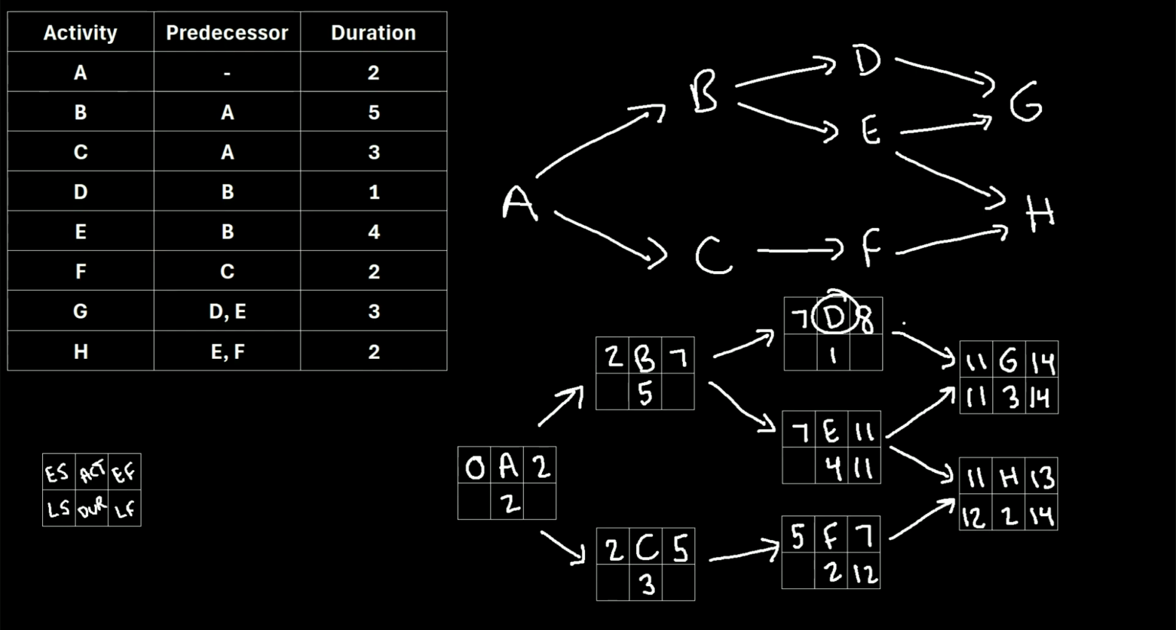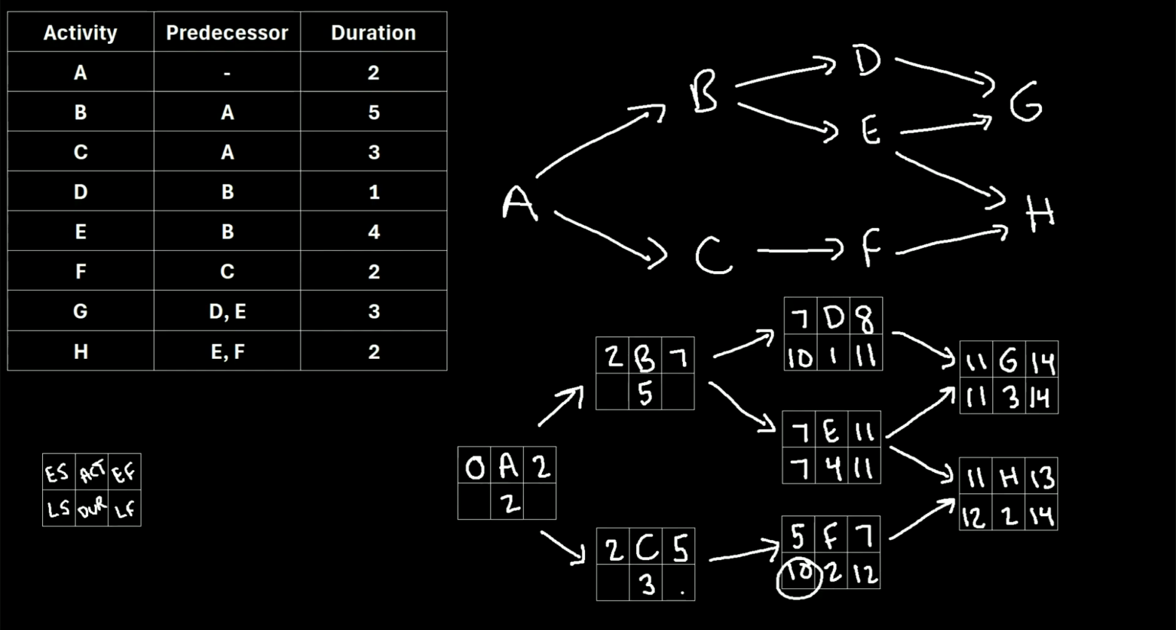And for activity D, we can see that there's only one arrow that connects it to G. So we're just going to take the late start and put it into the late finish position for activity D. So we'll put an 11 right here as well. Then we'll repeat the process where we take the late finish and subtract the duration. So 11 minus 1, that's 10. For activity E, we have 11 minus 4, which is 7. And for activity F, we have 12 minus 2, which is 10.